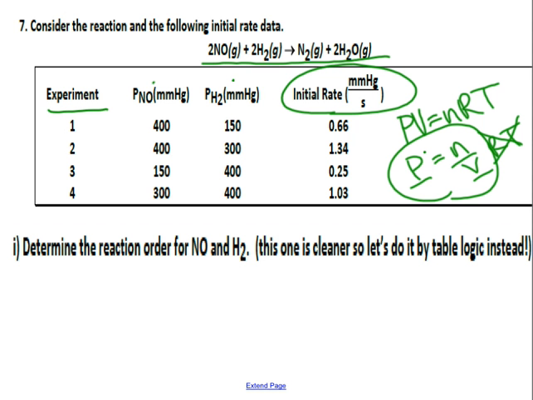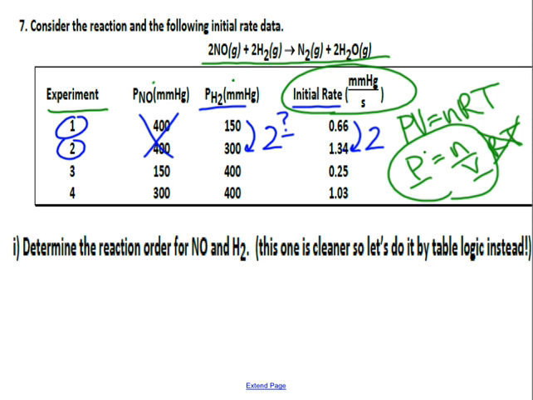So instead of all the ugly algebra, we're going to do table logic. So when you do table logic, again, you're going to pick 2 experiments where one of the pressures or molarities isn't changing. So I'm going to pick experiment 1 and 2. Now, that means these aren't changing, right? So when I'm solving here, I'm looking for the relationship between the hydrogen concentration/pressure and the initial rate. So as I go from here to here, what did I do to the pressure? I doubled it, all right? As I go from here to here, what did I do to the initial rate? I doubled it.